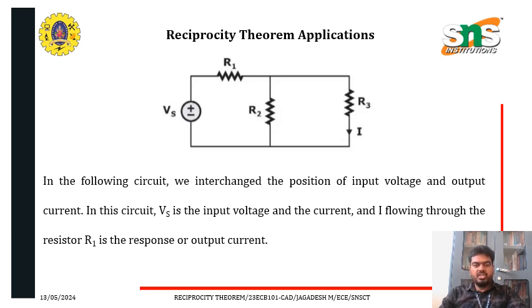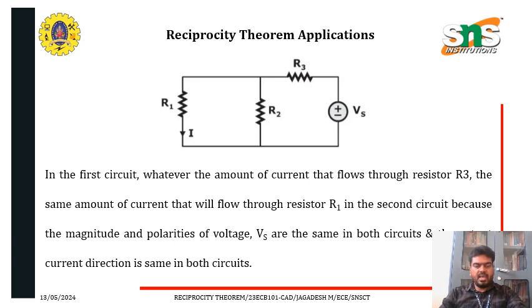According to the reciprocity theorem, what is the process? We have to interchange the source and the output. So here in this original circuit, the Vs is kept over here. That source will be switched to the output section, and the R and the output will be the input section. That will be changed. So interchanging the position of the input voltage and the output current in the circuit, Vs is the input voltage and the current I flowing through the resistor R1 is the response or output current.